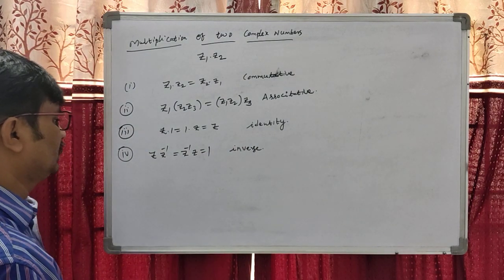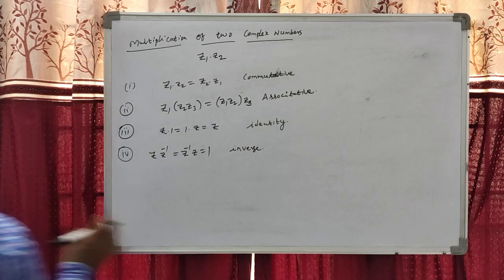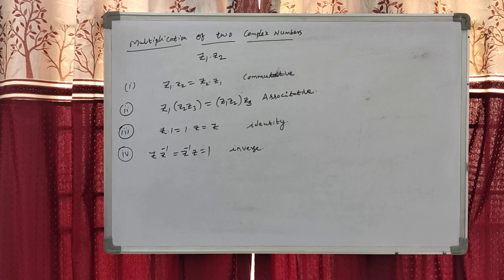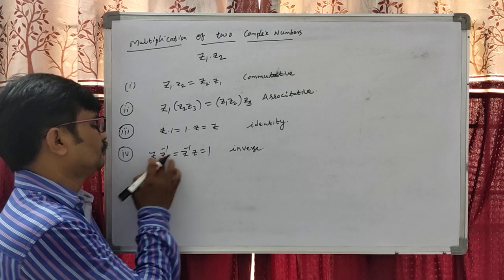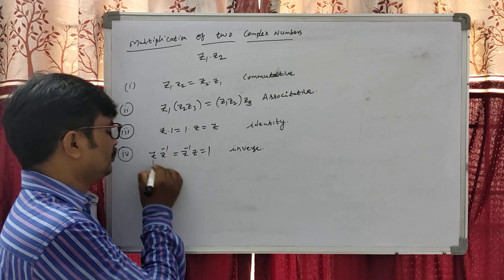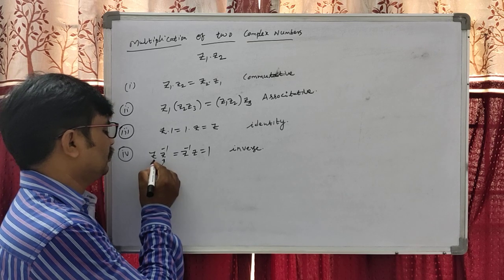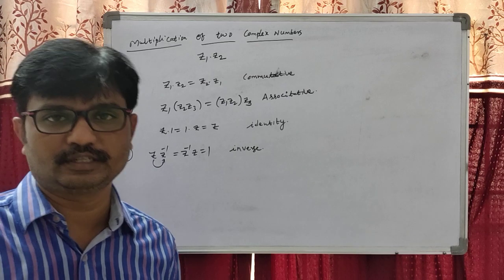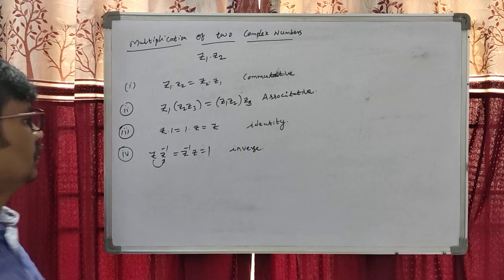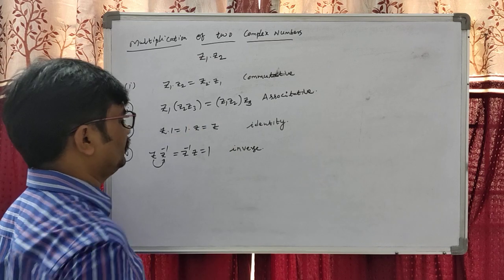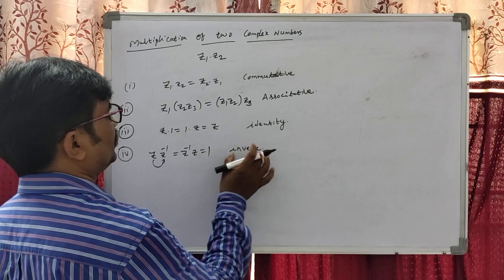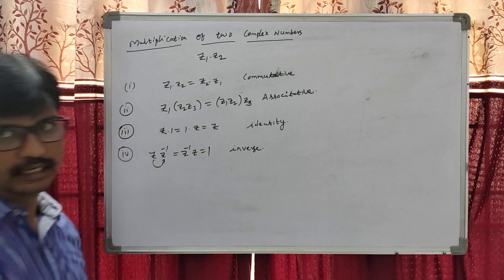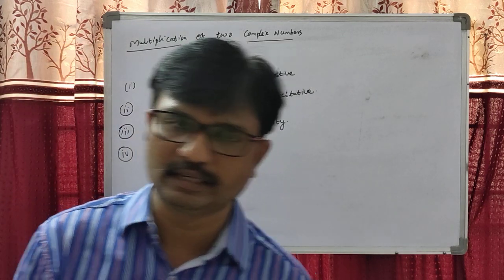Therefore, z into z inverse, what do we get, students? z inverse into z is called 1. Therefore, here this can be written as 1 by z. The multiplicative inverse of z is 1 by z. Therefore, this is the identity property. Identity is 1. And therefore, here the inverse of z is 1 by z, the multiplicative inverse.